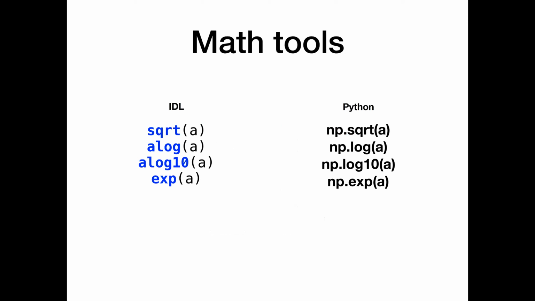So if you're looking for standard math tools, I know there's a whole bunch more that I'm going to have to add to this, but most of them are in NumPy. So the equivalent of square root is just np.sqrt, and the natural logarithm is just np.log, and then the log base 10 is just np.log10, and then exponent is just np.exp.